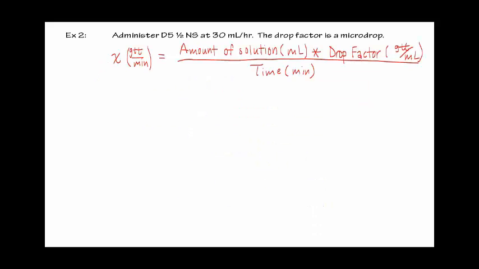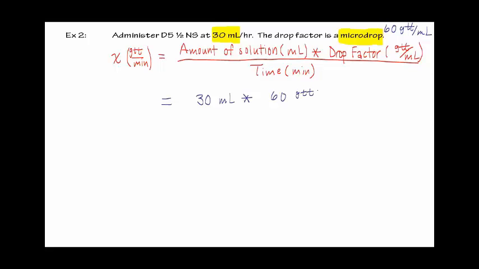Using the exact same formula, we're going to go through example 2. Administer D5 half NS at 30 milliliters per hour. The drop factor is a microdrop. Earlier, we talked about the fact that whenever you see microdrop, you automatically should think 60 drops per milliliter. So we're going to fill in the known values that we have, starting with the amount of solution, which is 30 milliliters. So we have 30 mils multiplied by the drop factor. Whenever we see microdrop, we automatically think of 60 drops per milliliter, so we fill that in here.